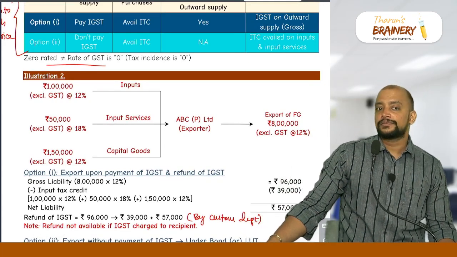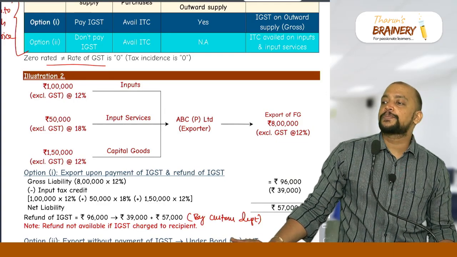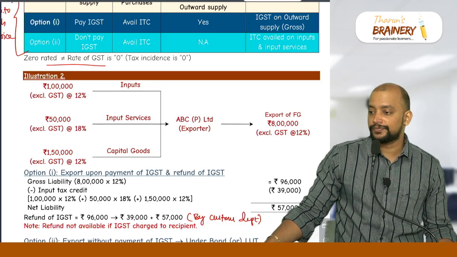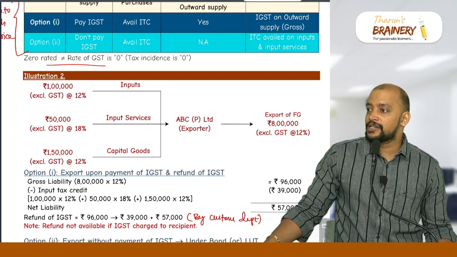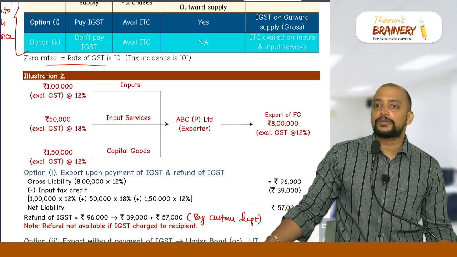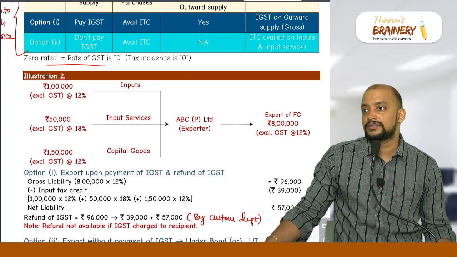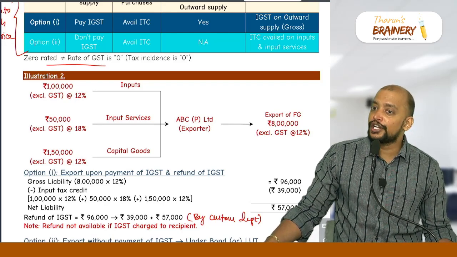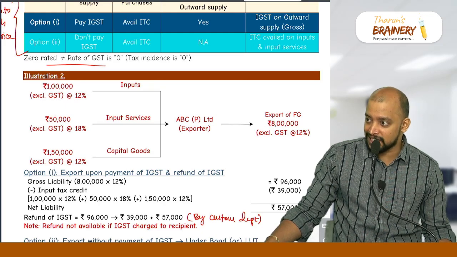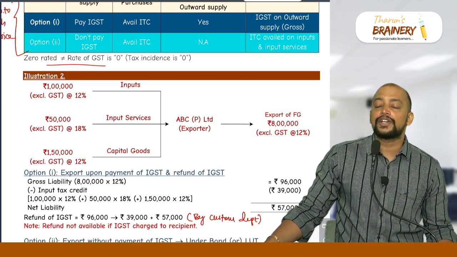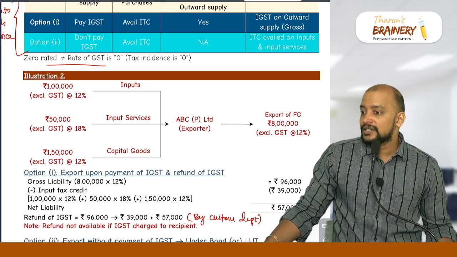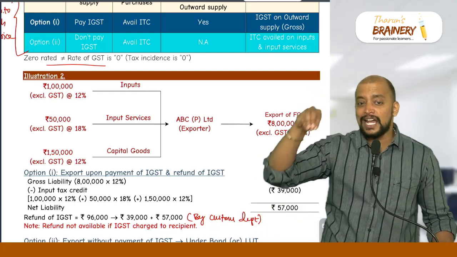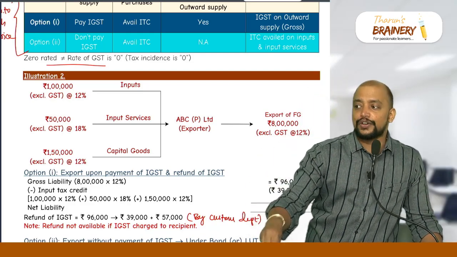Now option 2. Understood option 1, everyone? Then option 2. What is option 2? Export without payment of IGST, under bond or LUT. That is important. Without bond or LUT, if you export without payment of IGST, that is not considered, so you will end up paying the GST. So you should ensure that you are executing a bond or getting a LUT. Under the bond or LUT only can you make the export.